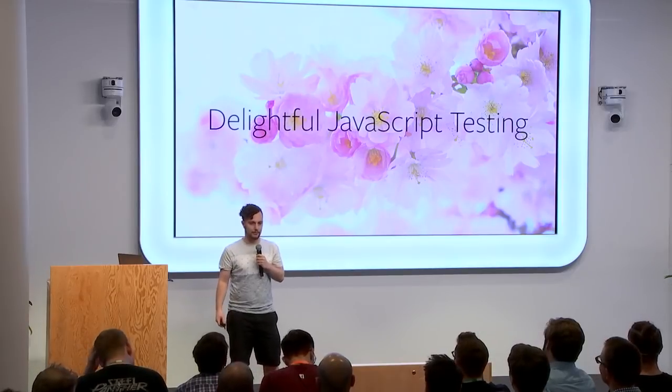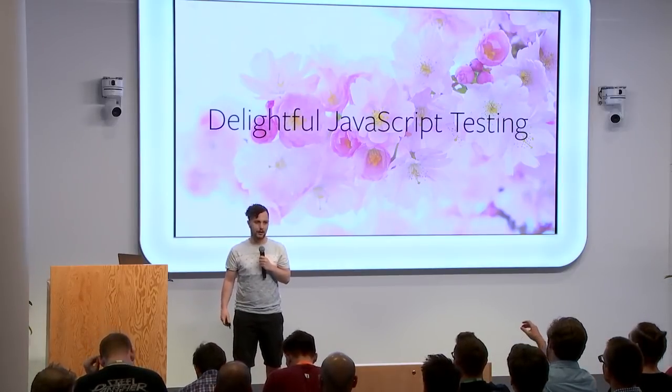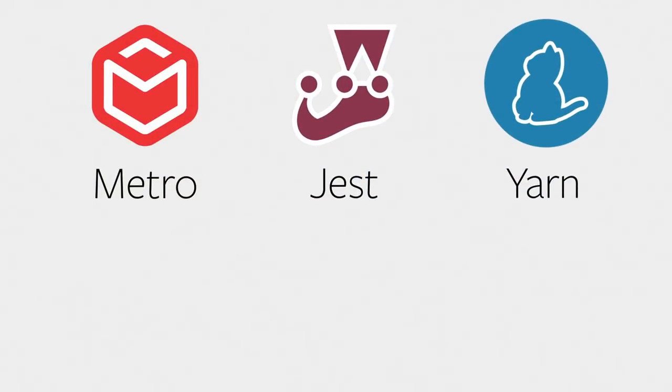So today's event is about delightful JavaScript testing with Jest. Just to introduce myself, I'm Christoph, and I'm very fortunate to work with an amazing JavaScript infrastructure team that works on 3 projects called Metro, Yarn, and Jest. Metro is the JavaScript bundler for React Native. People who use React Native use Metro automatically, and it's more in the background. And we haven't really gone out there to talk about Metro much in the open source community.